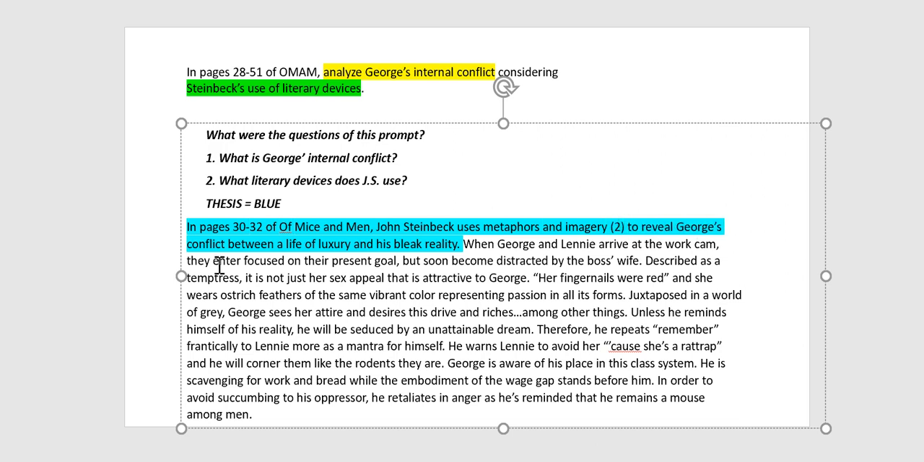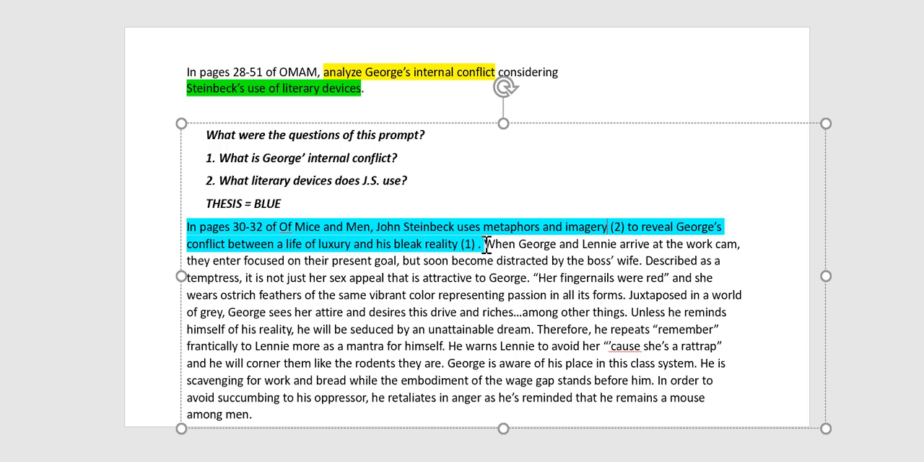To reveal George's conflict between a life of luxury and his bleak reality. Okay, so he's conflicted between the fact that he's a poor man trying to just survive and this life of luxury that he witnesses from Curly and Curly's wife. So that's actually the answer to my first question. Answer to question 1, answer to question 2. Great, now I just have to prove it with evidence.